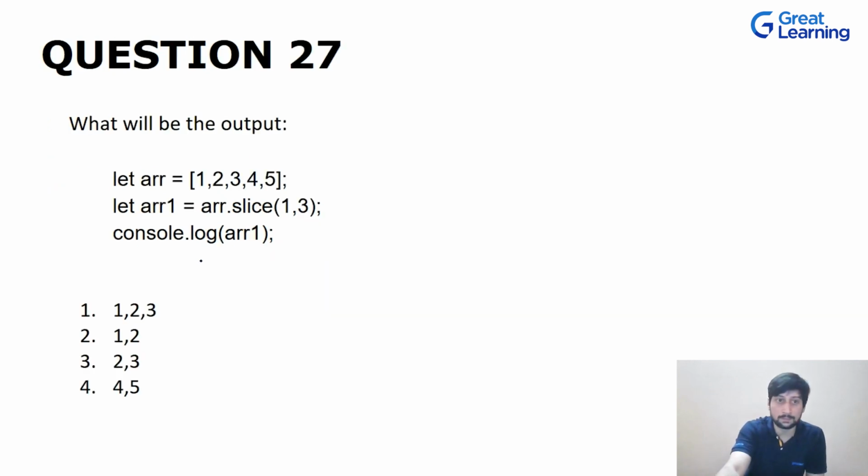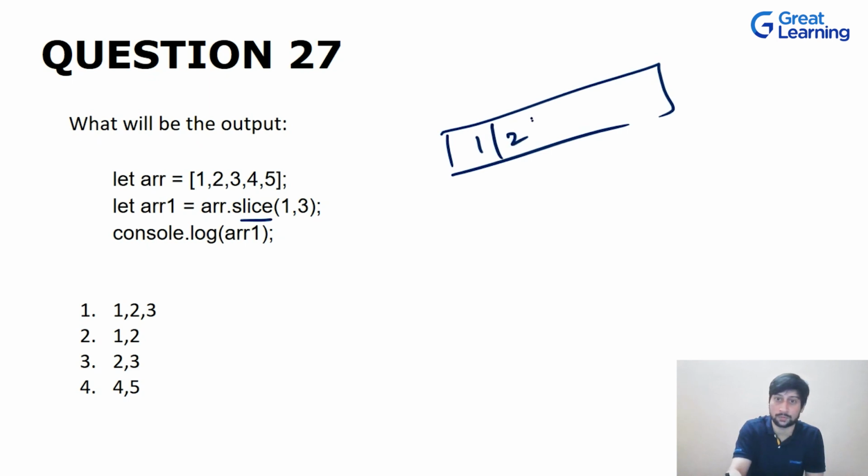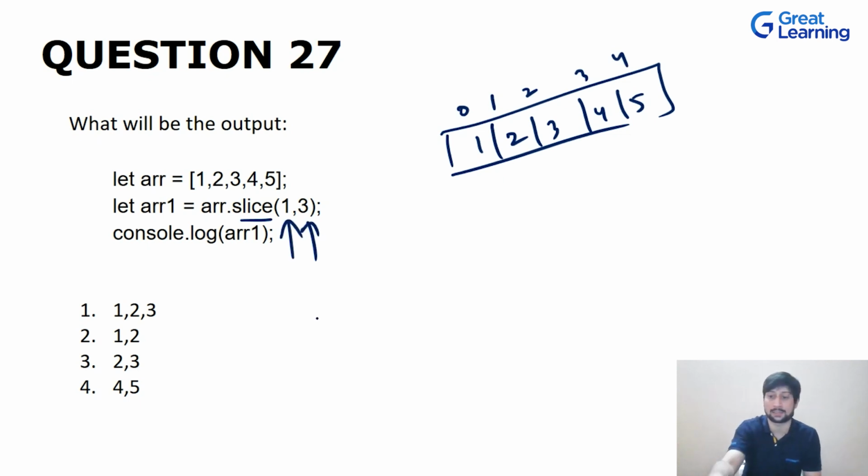Okay, now let's talk about this. This time we are not using splice, we are using the slice method. Whenever we use the slice method on this particular array, which is 1, 2, 3, 4 and 5, these are the indexes. So first let's talk about these indexes.